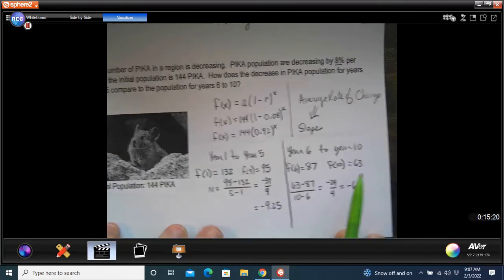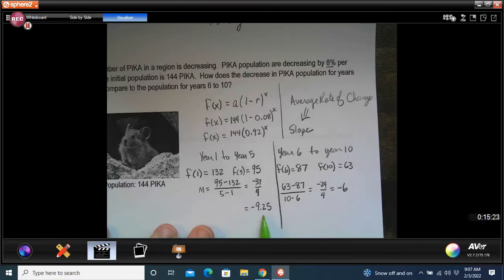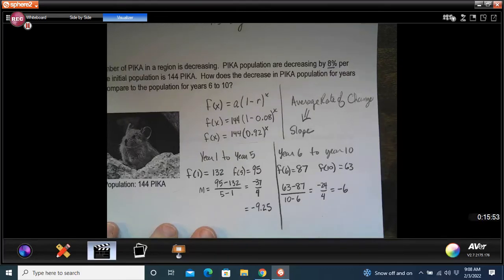So what this tells me is that the population is decreasing at a faster rate from years 1 to 5 than it is from years 6 to 10. Because here it's decreasing at a rate of 9 per year, and here it's decreasing at a rate of 6 per year. So that decrease is slowing down. I don't know if that has to do with environmental actions that have taken place to try to decrease that rate of change. It could be a number of things.